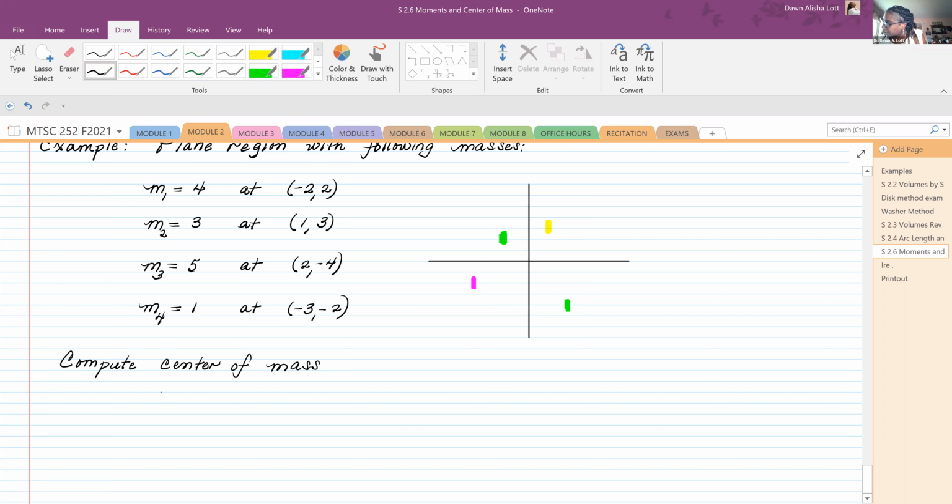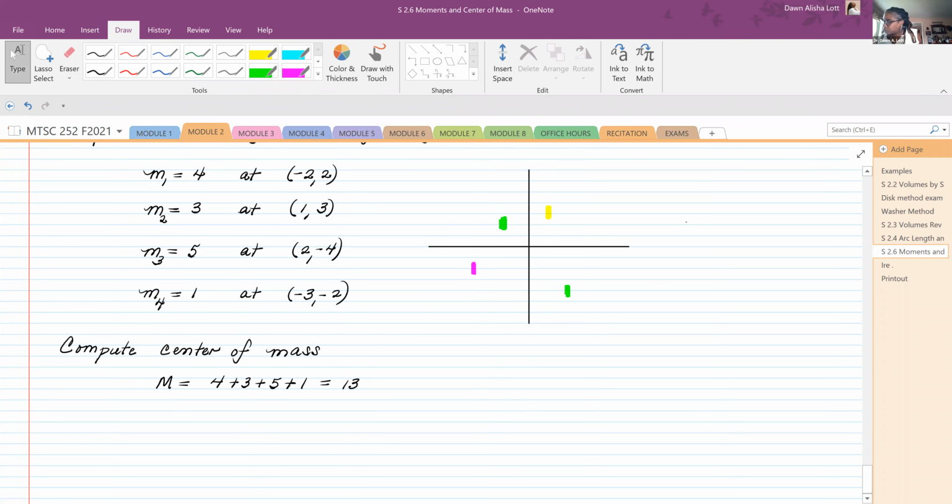Well, the first thing I have to do is compute the total mass. So the total mass is 4 plus 3 plus 5 plus 1. That's 14. No, it's not. That's 7 and 8. 7 and 6, that's 13. Okay, so that's the total mass.